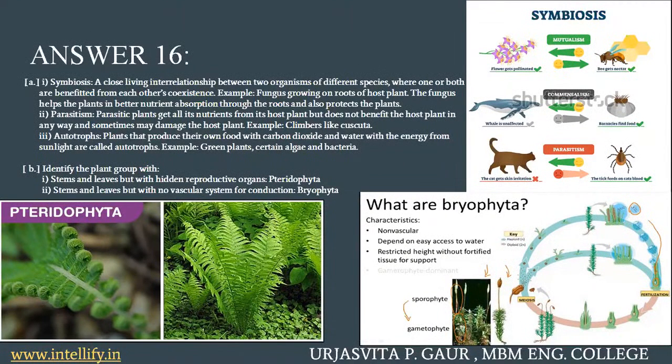Now, the second part of the question says we have to identify the plant group with stems and leaves, but with hidden reproductive organs. The answer to this is pteridophytes, and the group with stems and leaves but with no vascular systems for conduction is bryophytes. So this is an example of a pteridophyte right in front of your screen. And bryophytes are non-vascular, they depend on easy access to water, and they have restricted height without fortified tissue for support.